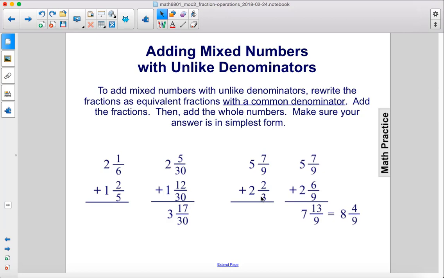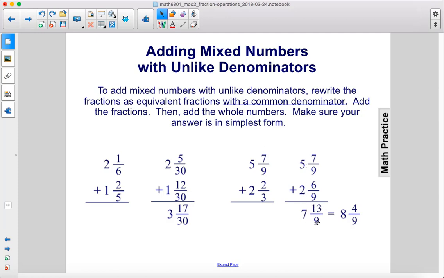Here, we choose 9 as the common denominator because 9 is a multiple of 3. Then we change the numerators. Well, up here we don't have to change the numerator, but down here we multiply the 2 by 3 to get 6. You add 7 plus 6 to get 13/9, and then you add the whole numbers to get 7.